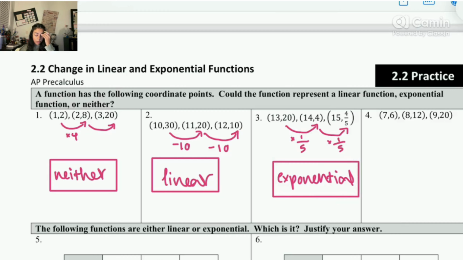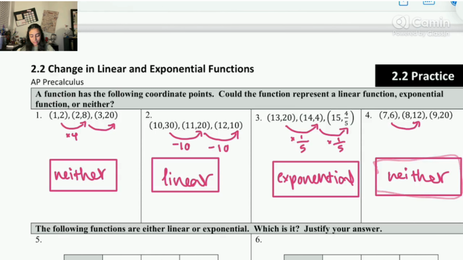And for number 4, our x's are proportional. 6 to 12, you could say it's multiplied by 2 and say, oh, it's exponential, but then 12 times 2 isn't 20, so we know it's not exponential. From 6 to 12, you're adding 6, and then from 12 to 20, you're adding 8, so it's neither. I thought we were going somewhere there, but clearly not.